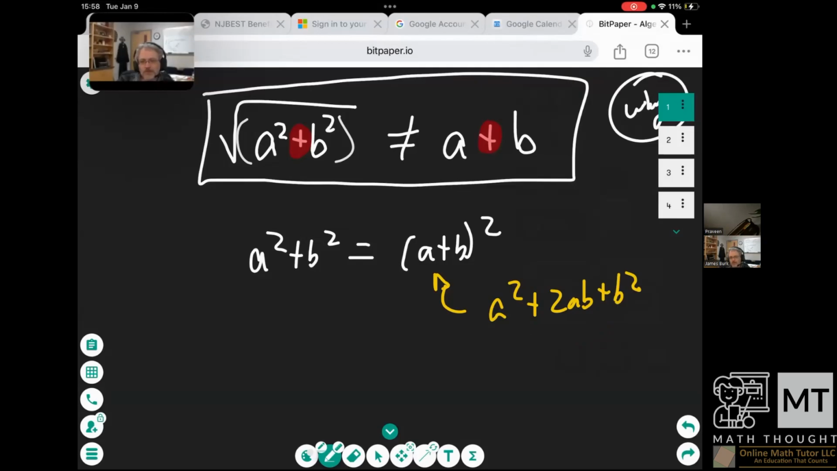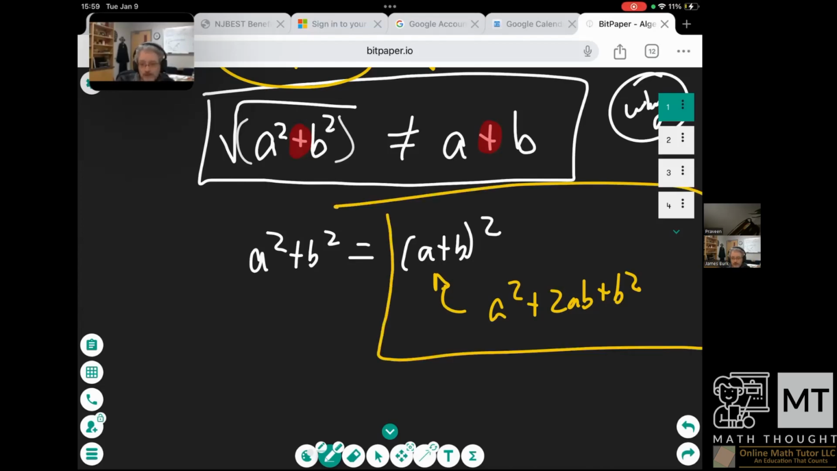This would be a good question to put on an honors exam: explain why this is not the case, because this is a really common problem that people have in Algebra 2 class in general. So a good explanation would be something like this: a plus b quantity squared is not just a squared plus b squared, but it's also that piece in the middle. Gotcha.